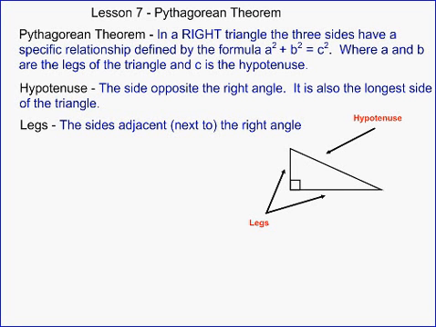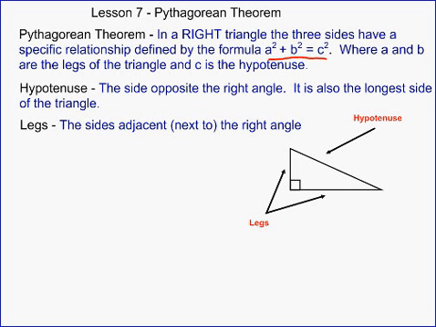The Pythagorean Theorem is a great application of algebra, and it's a very powerful theorem that is used very often in problem solving. The Pythagorean Theorem, as you can see defined up here, says that in a right triangle, the three sides have a specific relationship defined by the formula a squared plus b squared equals c squared. And this is everything in the Pythagorean Theorem. A squared plus b squared equals c squared.